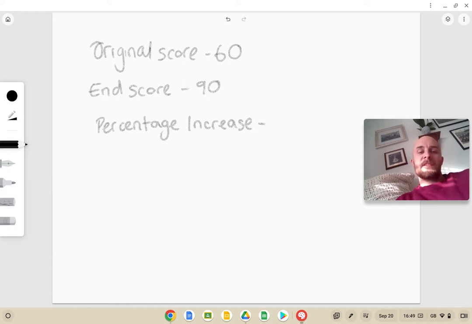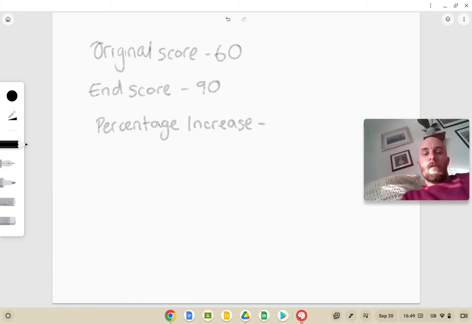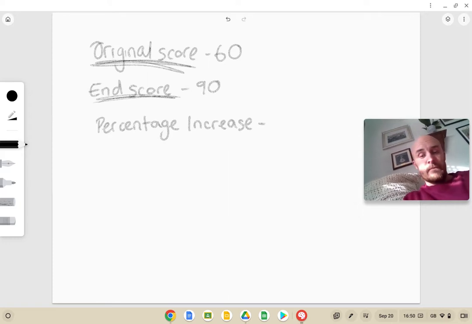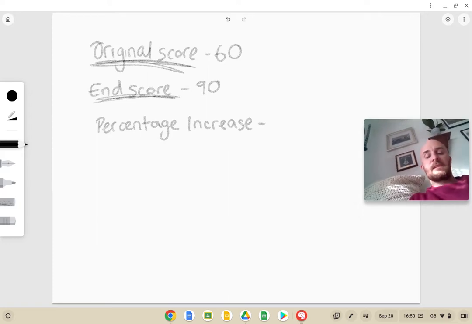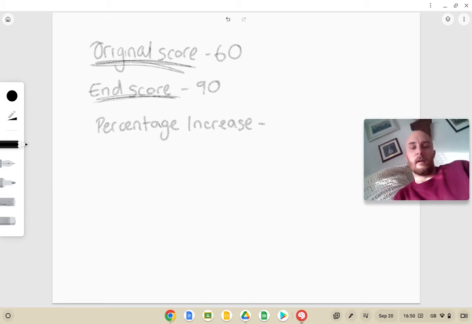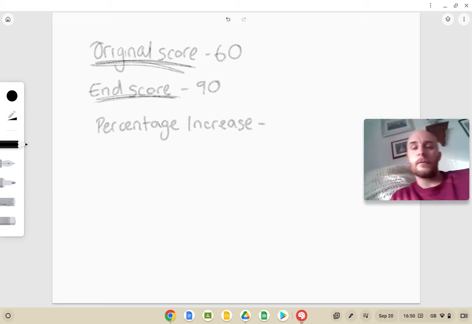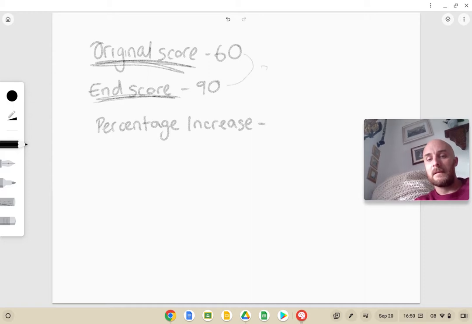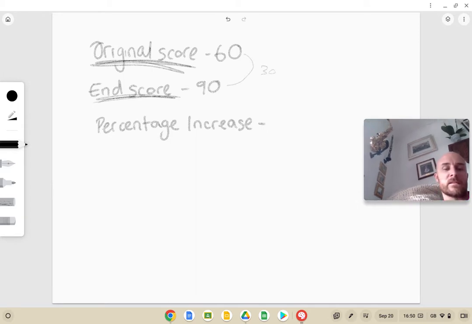So how to do a percentage increase? I've got a scenario on this screen just now where you're looking at an original score of 60 and then they end up getting an end score of 90. Now, clearly in this case, the percentage increase is 50%. And we need to know how to get to that. How is it 50%, by the way? Because the difference between them is 30, and 30 is half of 60. But anyway, let's go through this.